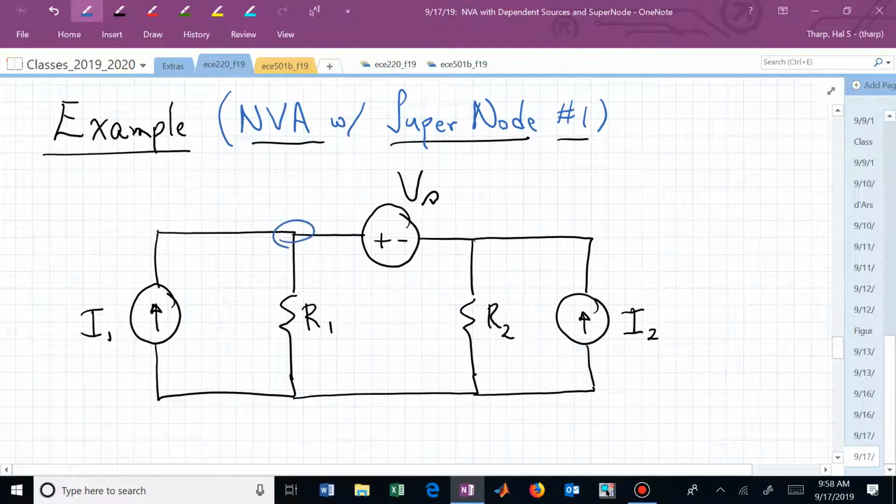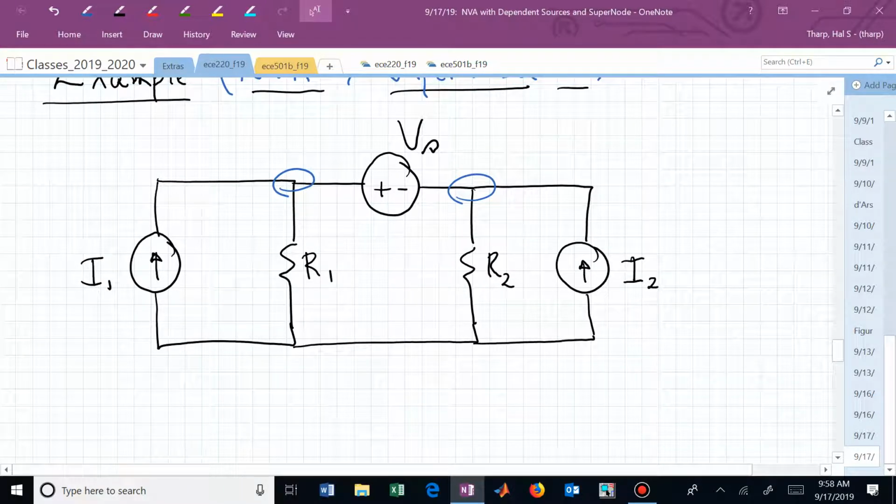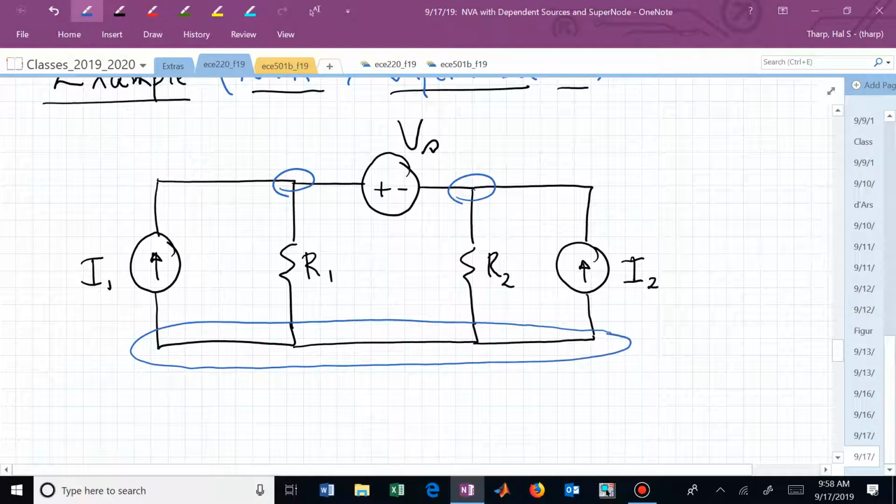I heard a 3. Did anyone else hear a 3? There's 1. There's 2. And these are bigger circles if you want. I could make the first one go quite a bit further to the left and encircle that entire wire coming up from the current source I1. Similarly with the second one, and then we have this essential node. Yes, we do have 3 essential nodes.